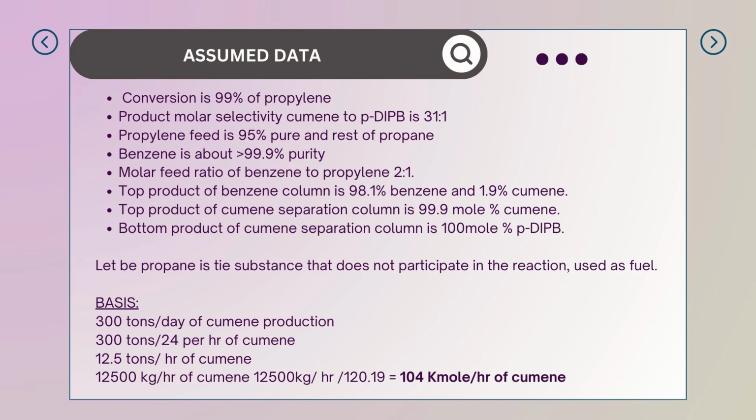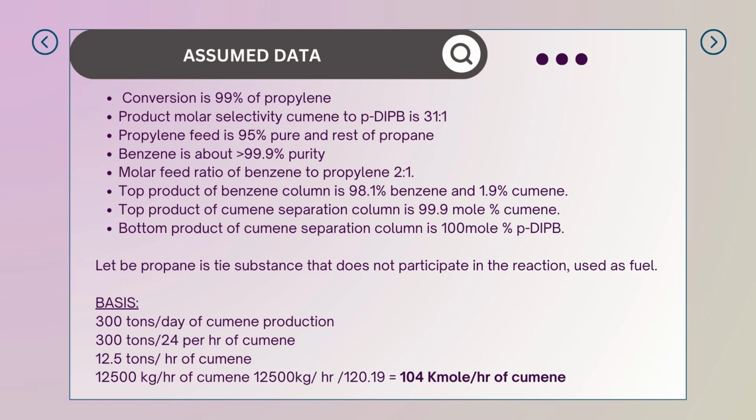Top product of benzene column is 98.1% benzene and 1.9% cumene. Meanwhile, top product of cumene separation column is 99.9 mole % cumene, and bottom product of cumene separation column is 100 mol % PDIPB. Propane is the inert substance that does not participate in the reaction, used as fuel.